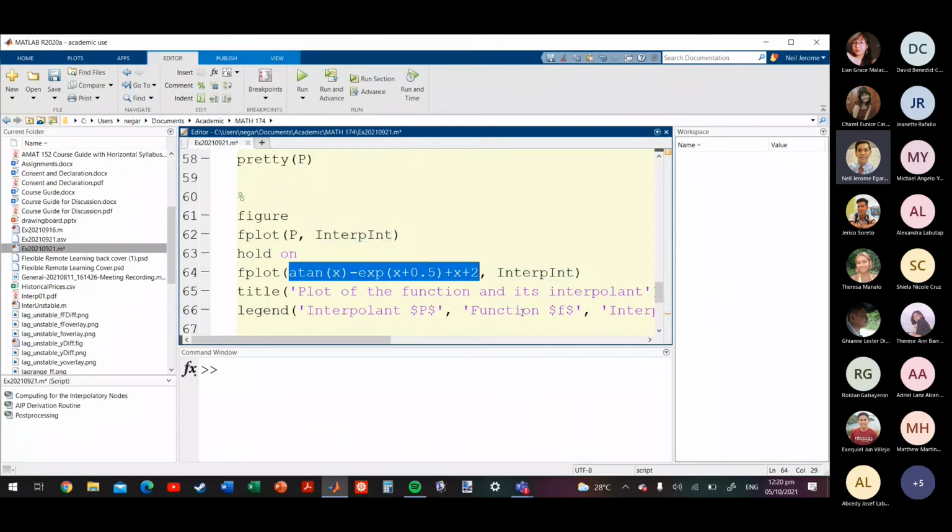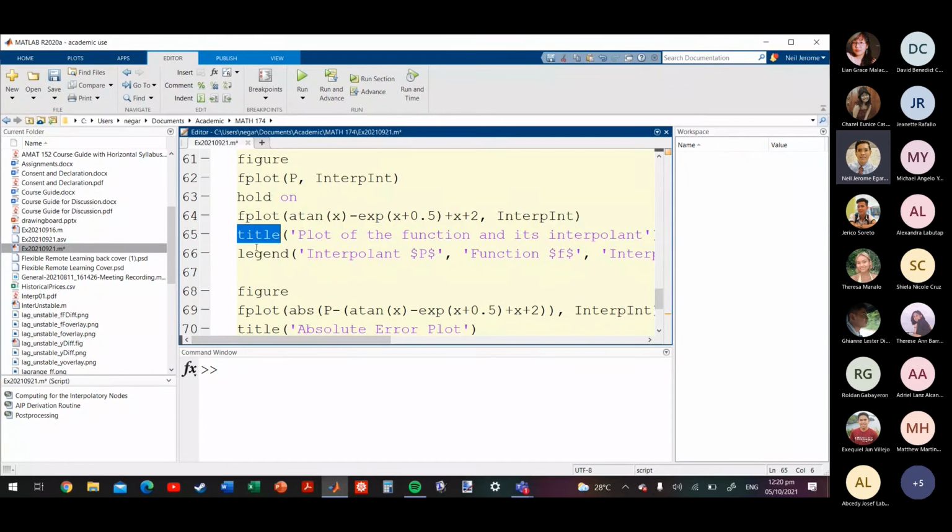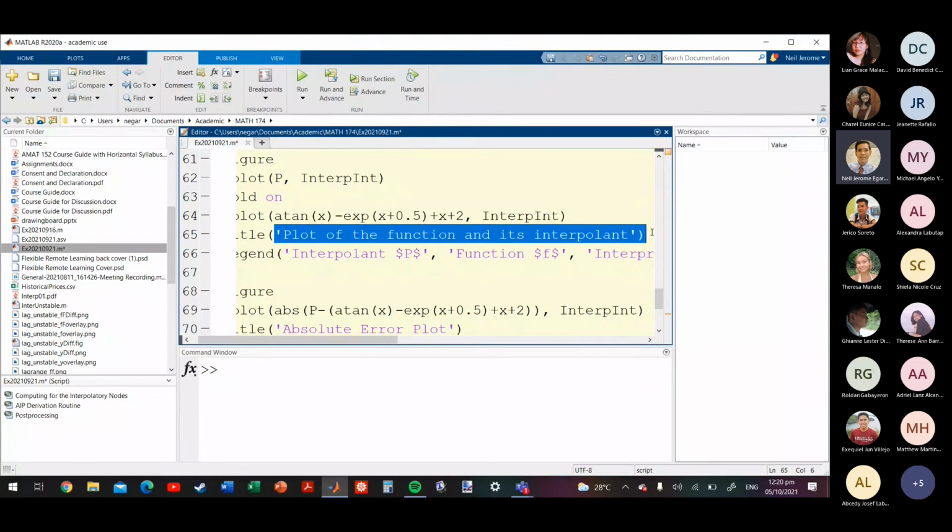If you are generating a lot of figures, it's very advisable that you put a title to each of your plots. So the command for MATLAB to put a title on your figure is title, parentheses, then kung text or string yung gusto nyong title, lagyan nyo ng apostrophe, then kung ano yung gusto nyong title. Here I called it plot of the function and its interpolant.